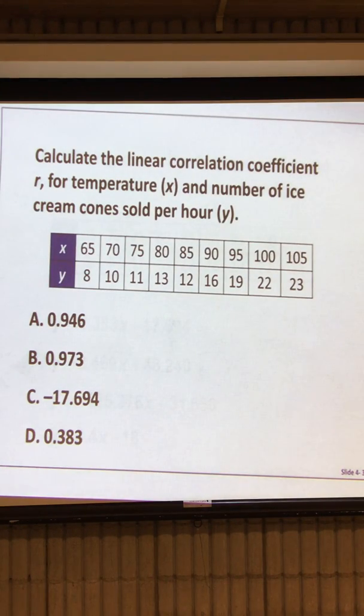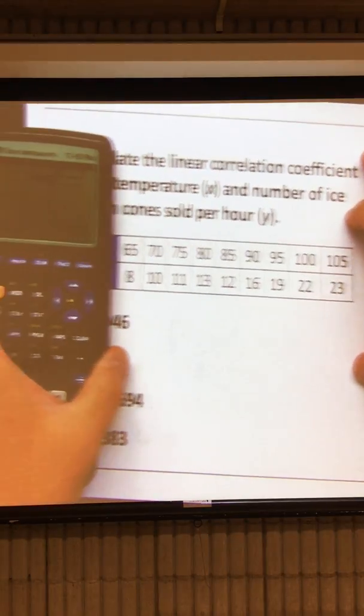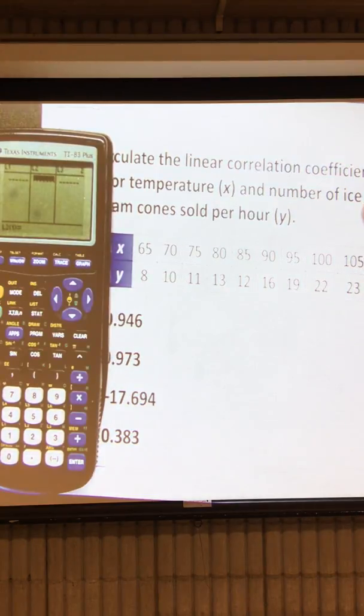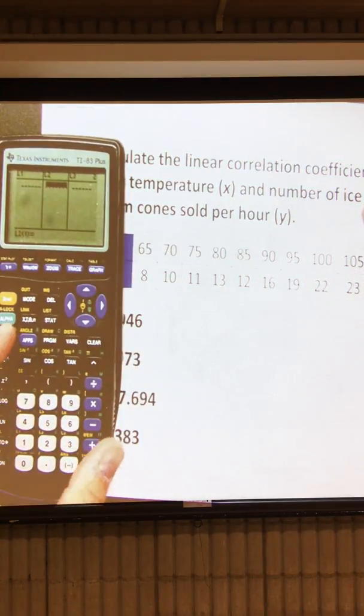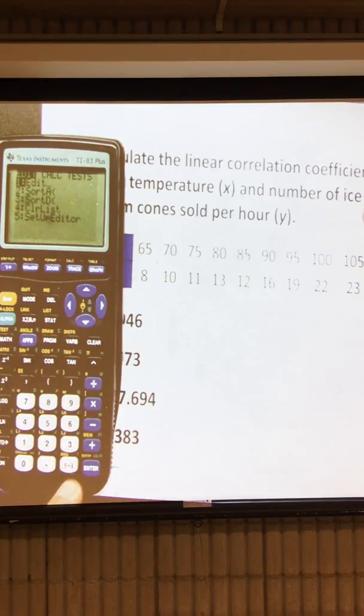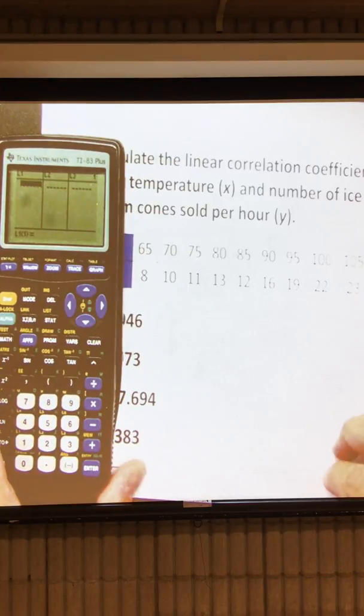For activity number 3, we have to use the graphing calculator. So step number 1 will be to enter the data into the graphing calculator. So let's go to enter the data. What we have to do is go to Stat, same steps as before, Edit, and enter the data in L1 and L2.